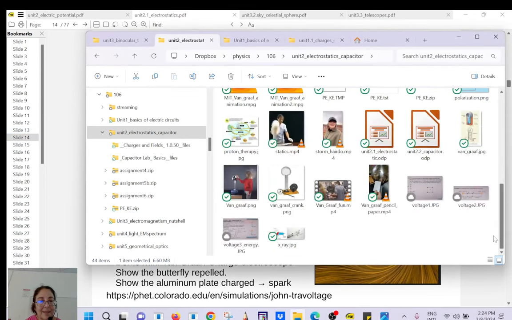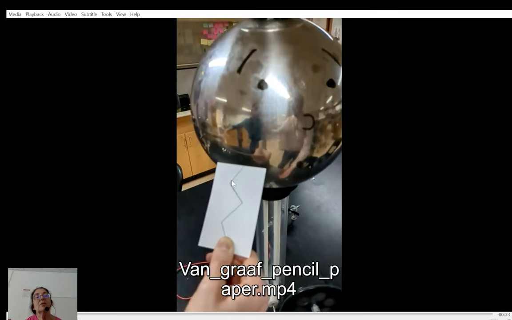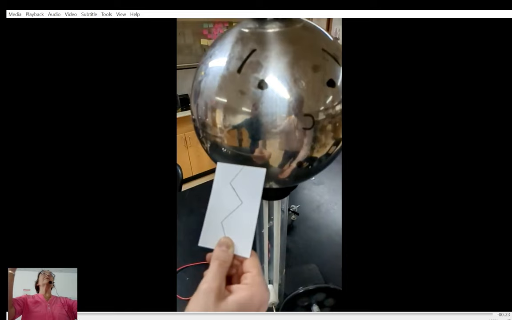So let's see, I found this one also very cool. You see those pencils? There is a pencil trace here. You know what is inside a pencil? It's made of graphite. And graphite is a conductor? Yes, right? So when it's going to discharge because it sees that there is a path to the ground, it's going to follow the trace of the pencil up to his hand and into the ground.